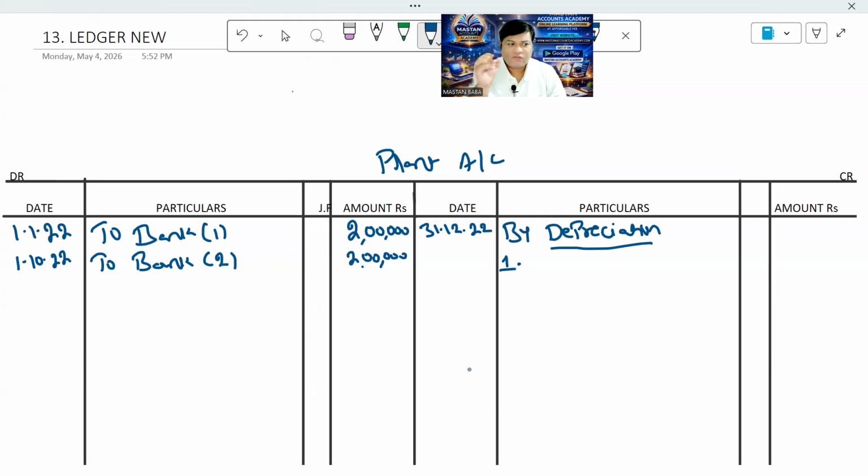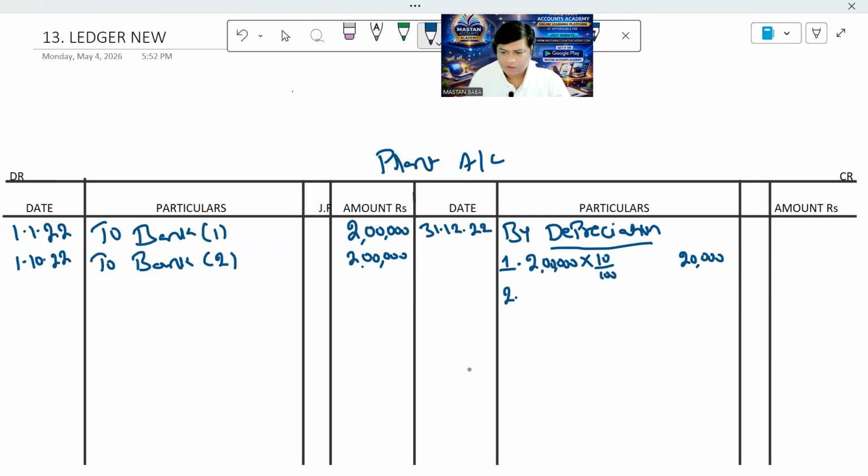First machinery utilized from 1st January 2022 to 31st December 2022. So it has been utilized for the full year. Full year means simply you can take 2 lakhs into 10/100. They have been utilized for the full year. That comes to 20,000 rupees.